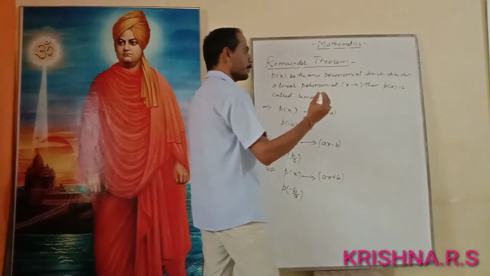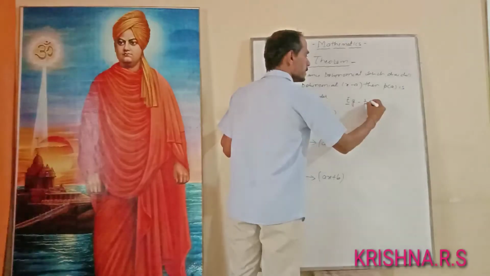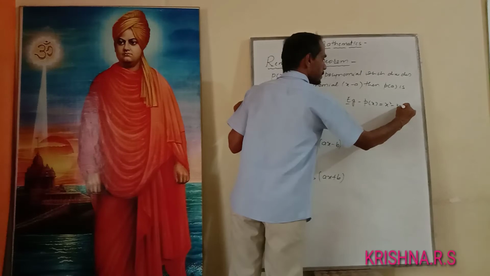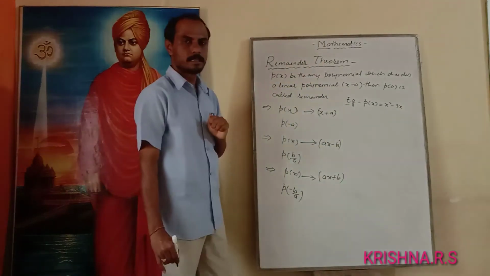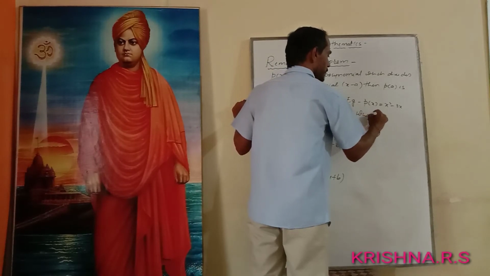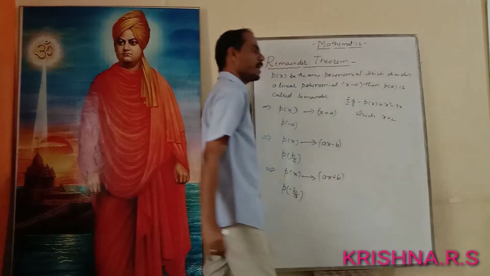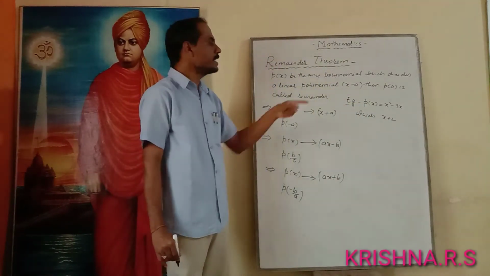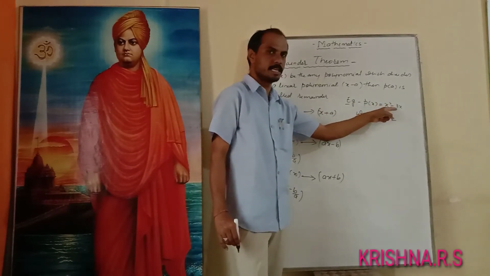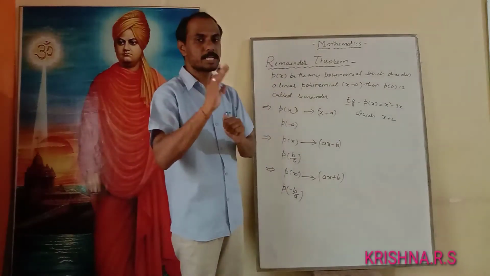Suppose one example: P of x is equal to x square minus 3x, which is divided by x plus 2. What is its remainder? If P of x is equal to x square minus 3x divided by x plus 2, what is the remainder? Don't do the actual division.